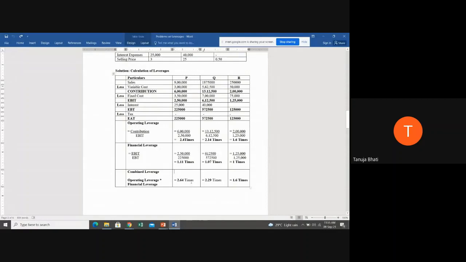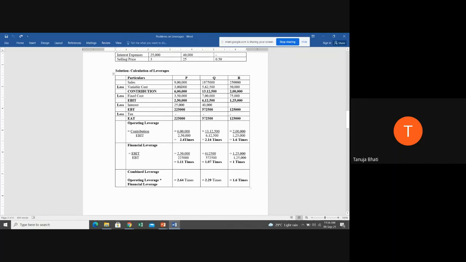There is one more formula where you take the numerator of operating leverage and the denominator of financial leverage. That is, when you divide contribution with EBT, you get the combined leverage answer, which will again be the same, that is 2.64 times. So if you do 6 lakh divided by 2 lakh 25,000, you will get combined leverage. In exam, you can use either of the formulas, both will give you the same answer.